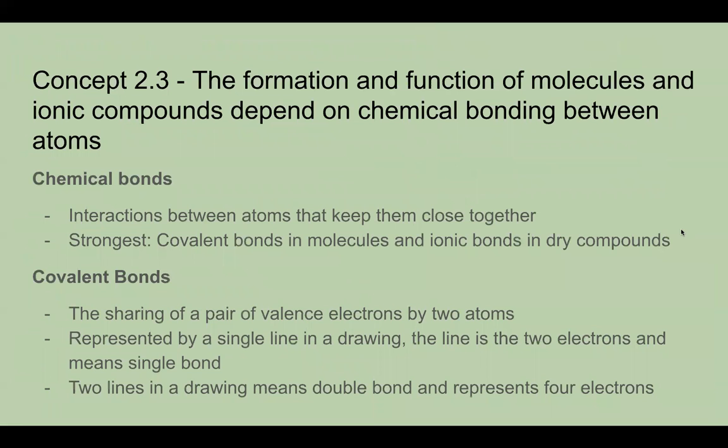Okay, concept 2.3. The formation and function of molecules and ionic compounds depend on chemical bonding between atoms. So chemical bonds are the interactions between atoms that keep them close together. The strongest are covalent bonds in molecules and ionic bonds in dry compounds, which we'll go over right now. So covalent bonds are the sharing of a pair of valence electrons by 2 atoms. This is represented in a drawing by a single line, and that line represents 2 electrons and is called a single bond. Now, if you see 2 lines in a drawing, that means double bond and represents 4 electrons.